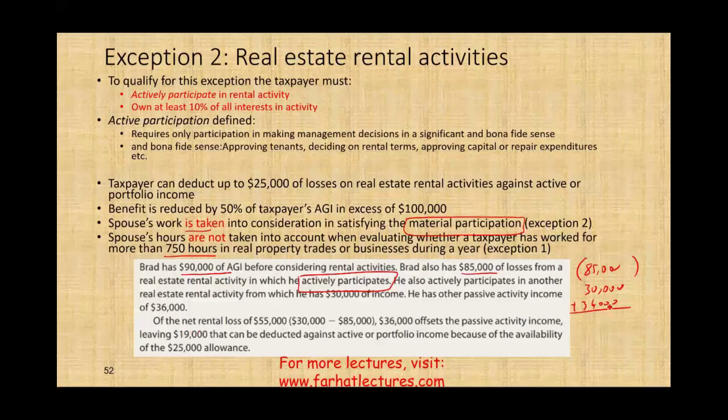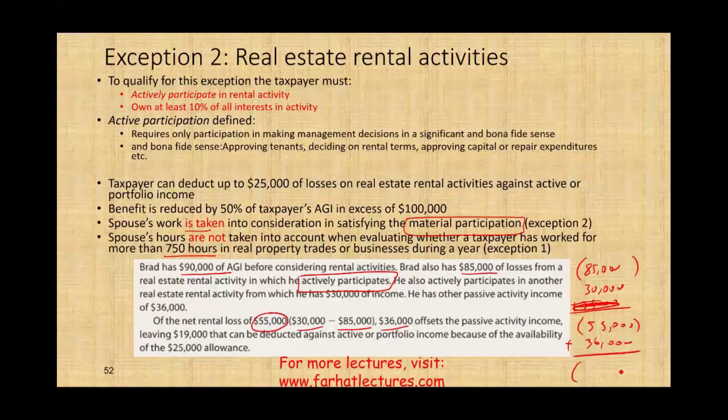Of the net rental loss, let's take them separately. We're going to take 85,000 minus 30,000, so we have 55,000 of net rental loss, okay? And the 36,000 offsets the passive activity income. From the net rental loss of 55, we are still at a loss. Now we can use this 36.